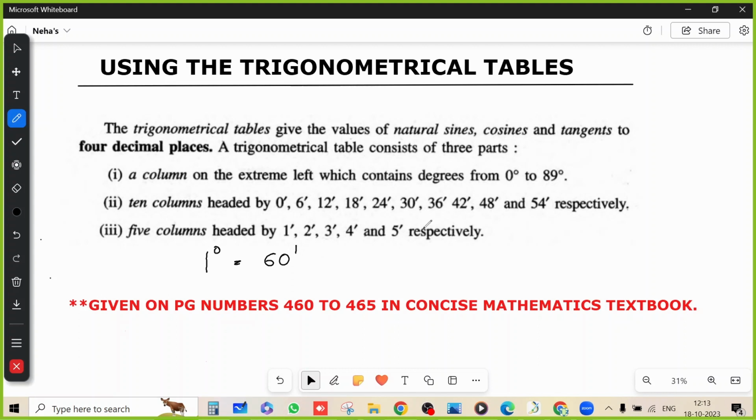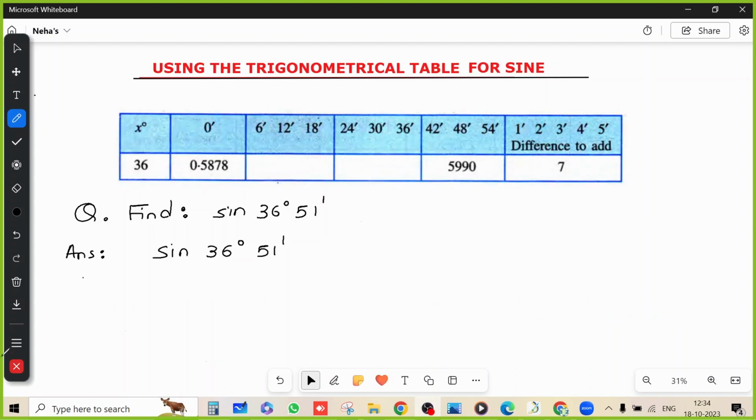Now let us understand how we are going to refer to the table and find out the values of sine, cosine and tangent using the trigonometric tables. So let us now understand how we use the trigonometrical table for finding the value of sine. On page number 460 and 461, you will get the values of natural sine. Suppose we have a question here: find sine 36 degree 51 minute.